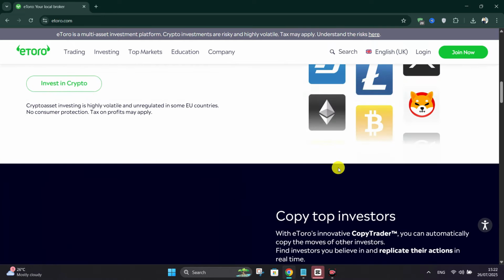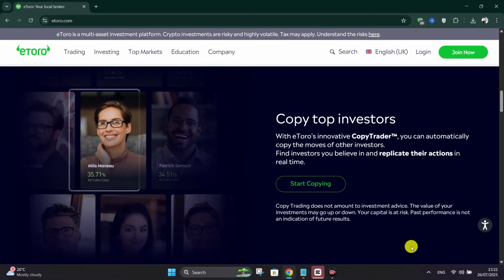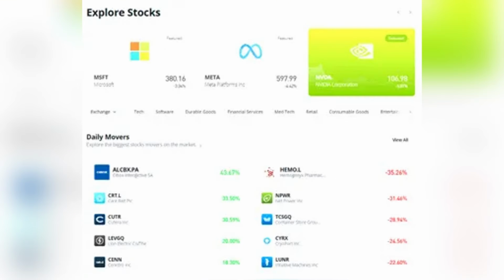First things first, use the search bar at the top of the eToro interface to find the stock you want to buy. For example, MSFT from Microsoft. Now, click the Trade button on the stock's page to open the order window.